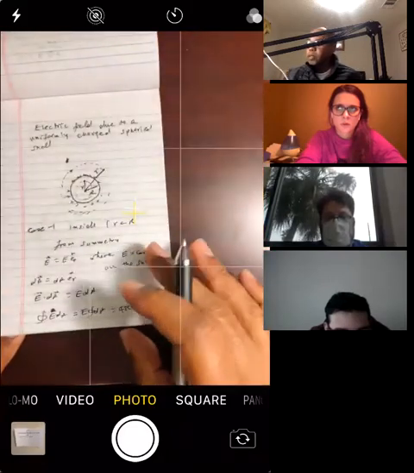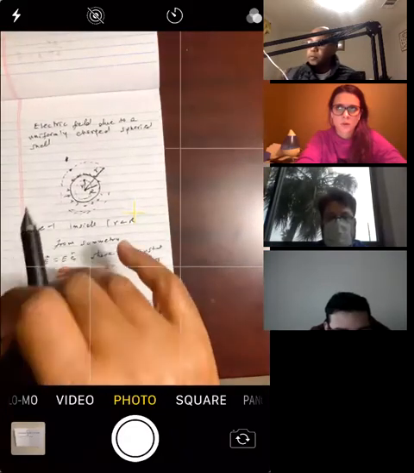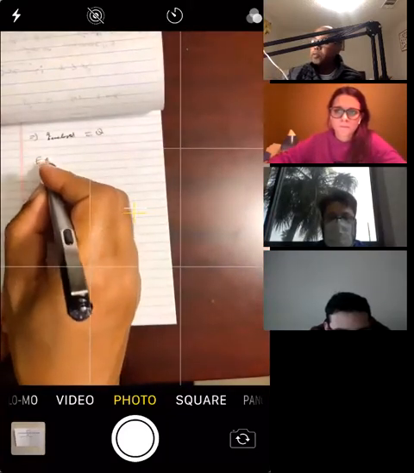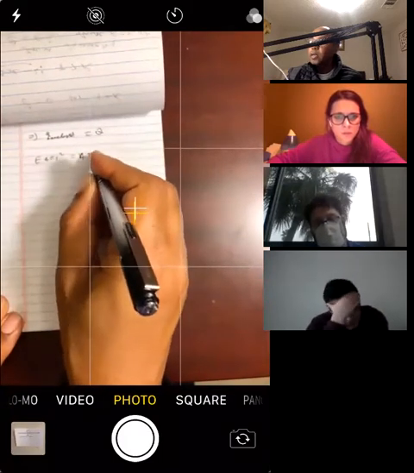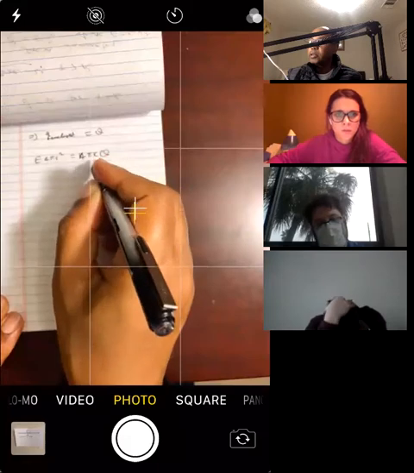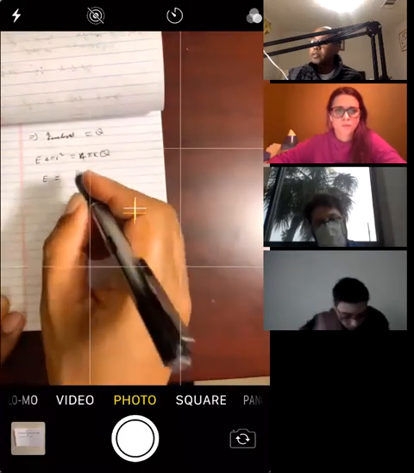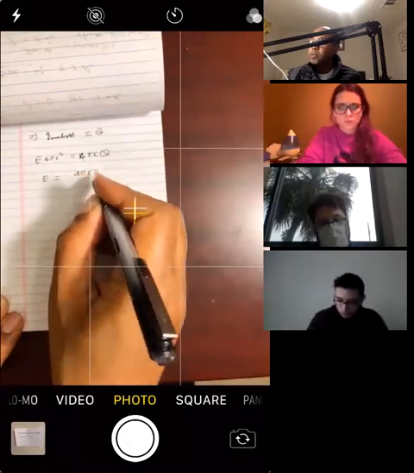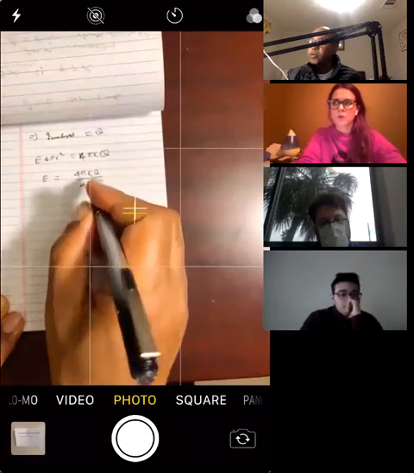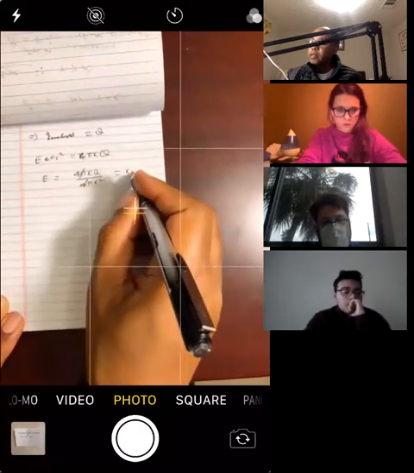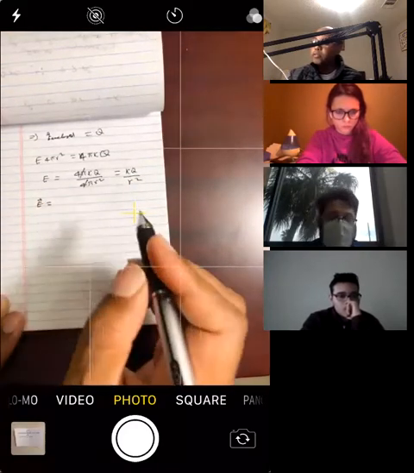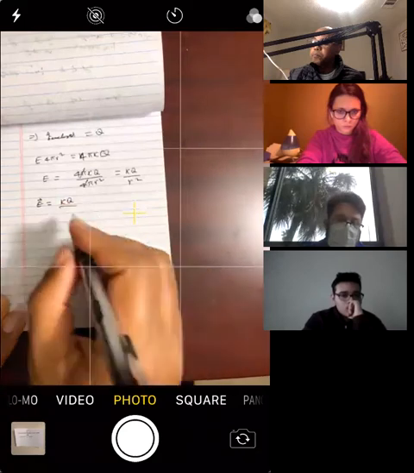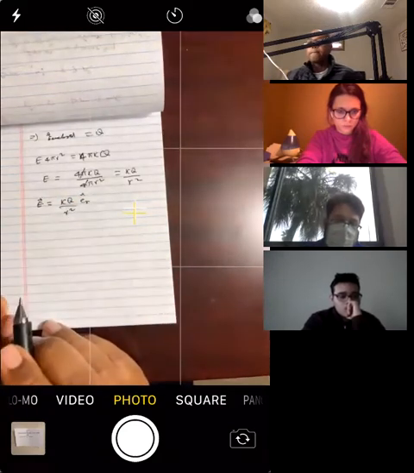So I get the following formula. E times 4 pi r squared equals 4 pi K times the charge on the shell, okay? And then you get the electric field is 4 pi KQ divided by 4 pi r squared, okay? So this cancels, and you get KQ over r squared. And of course, we know the direction, so we can write the vector: it's KQ over r squared in the direction of e_r, okay?